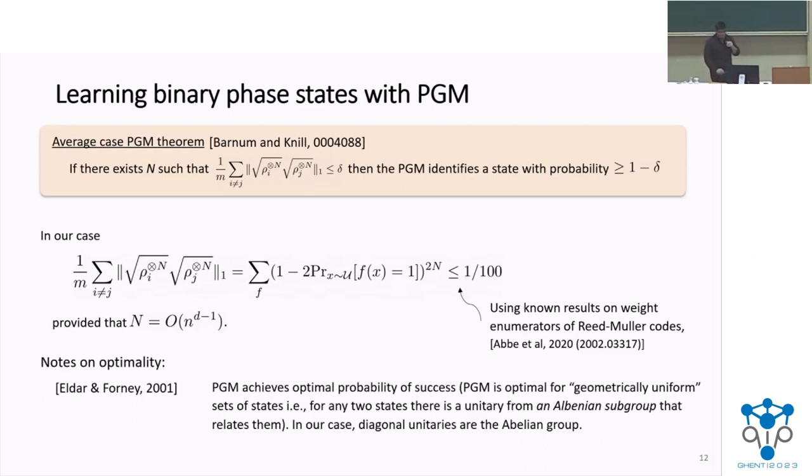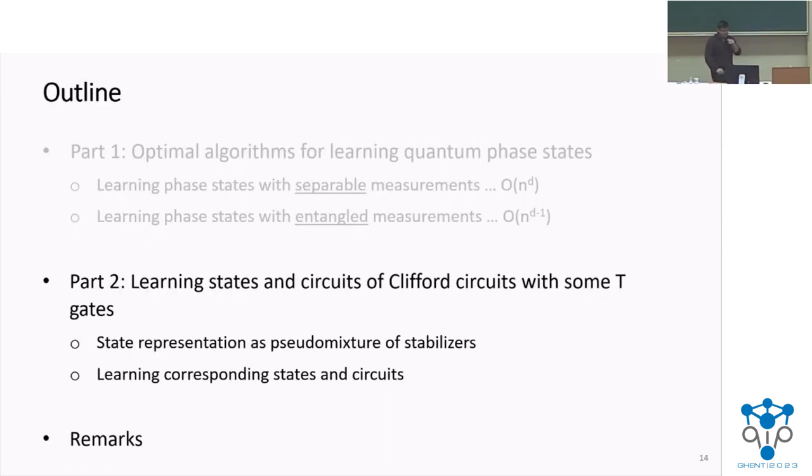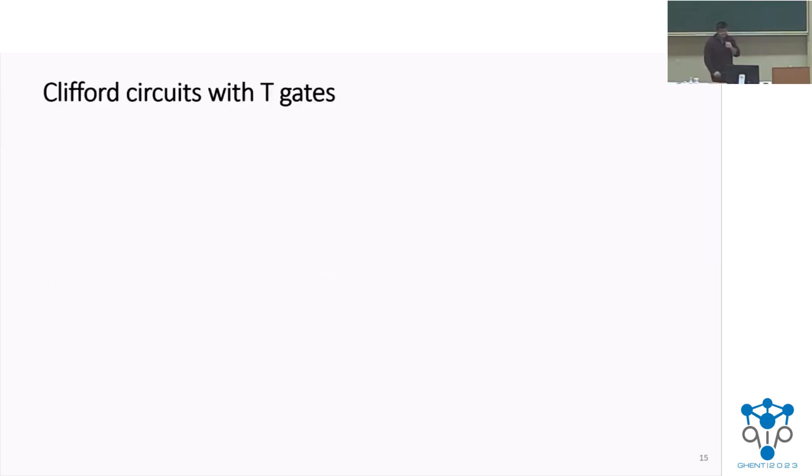So in the interest of time, I'll skip why this is optimal and learning a subclass of IQP circuits, and skip over to learning states and circuits of Clifford circuits with some T gates. So in the beginning, I'll focus on how these can be shown to be a pseudo mixture of stabilizers and how you can learn these corresponding states.